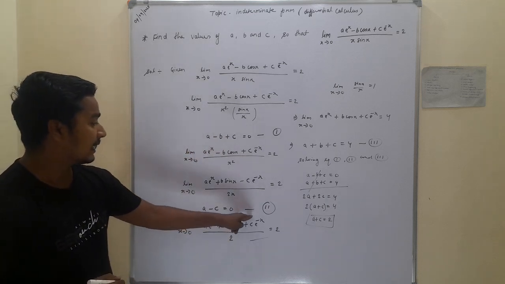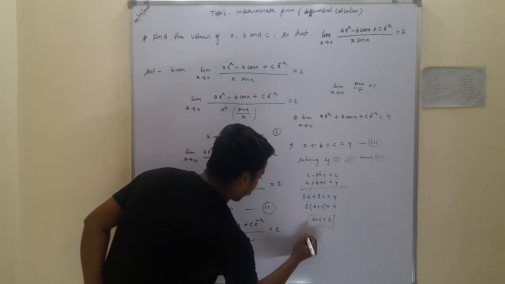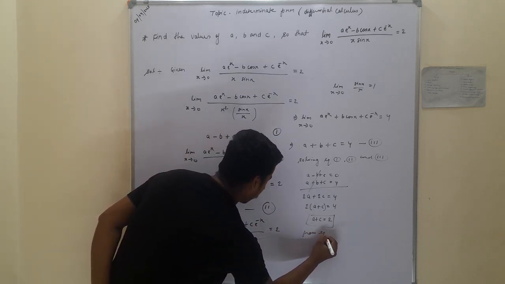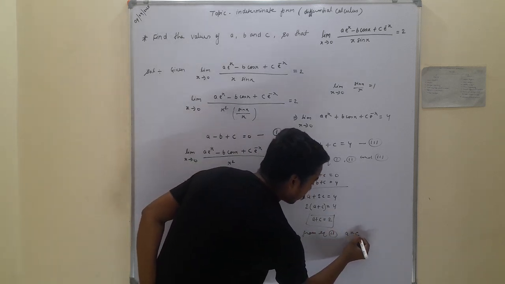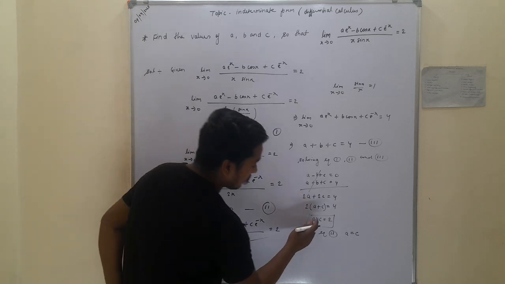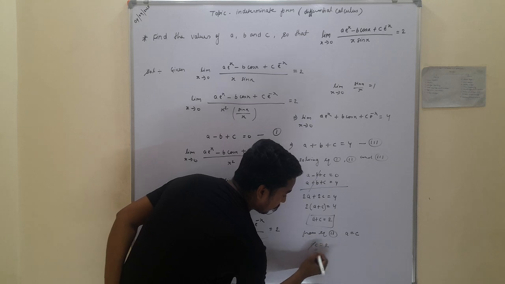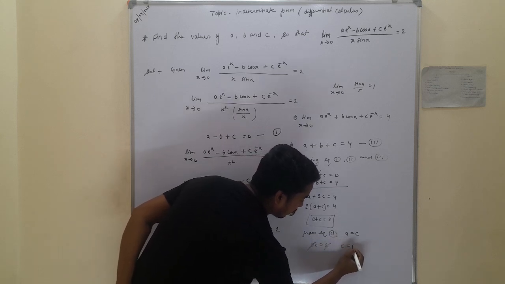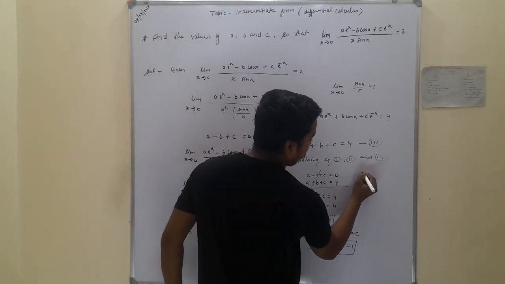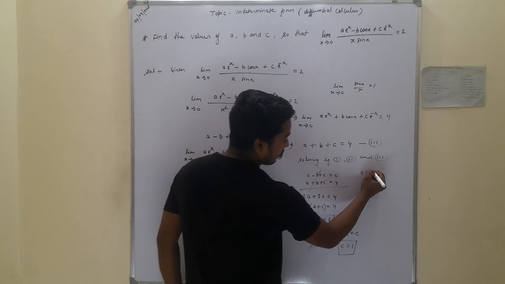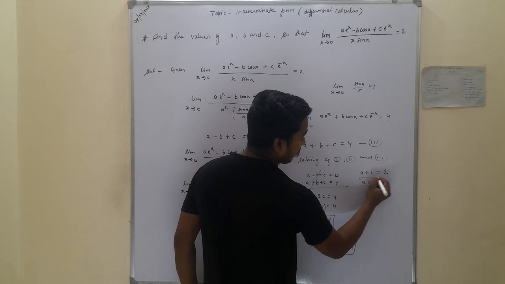And in equation second we have a minus c is equal to 0. From equation second, a is equal to c, so we put a is equal to c here. We get 2c is equal to 2, and 2 cancels out, so we get c is equal to 1. Putting in the value of c as 1 here, a plus 1 is equal to 2, and so a is also equal to 1.